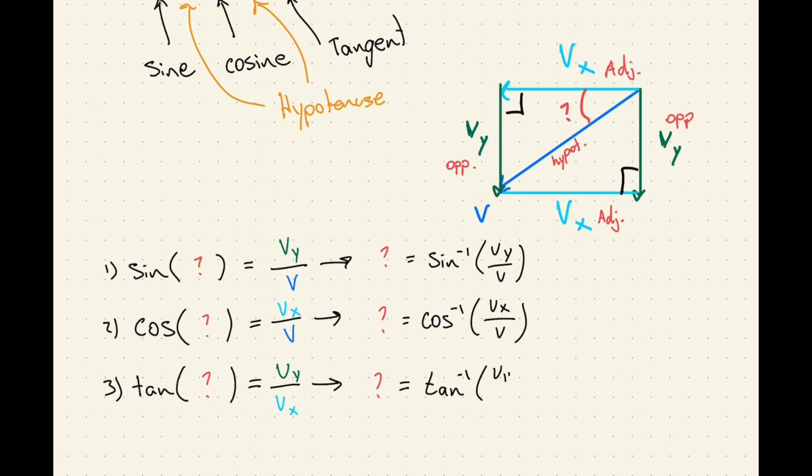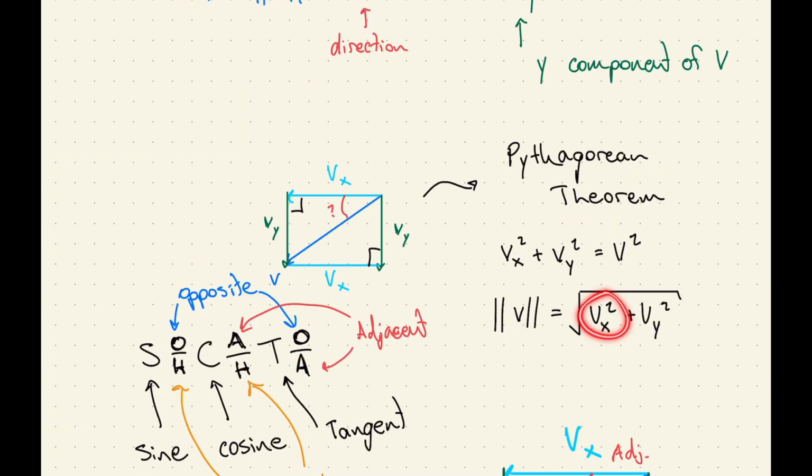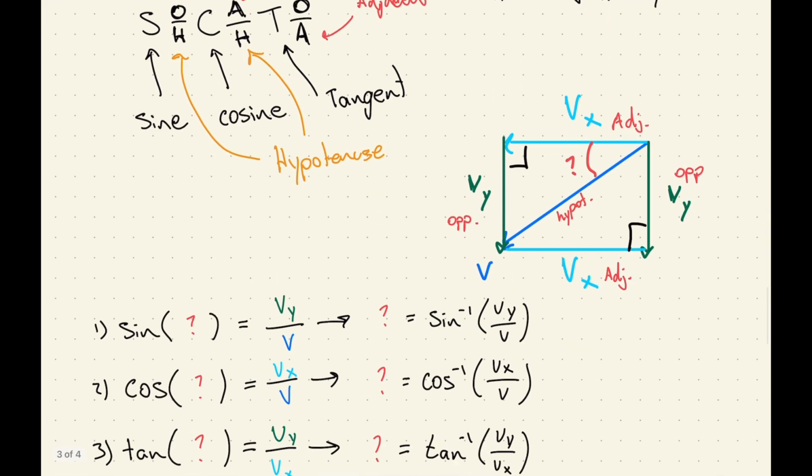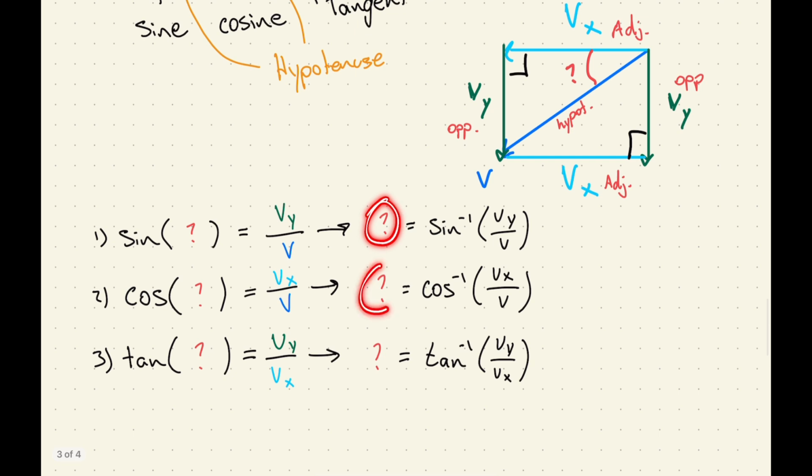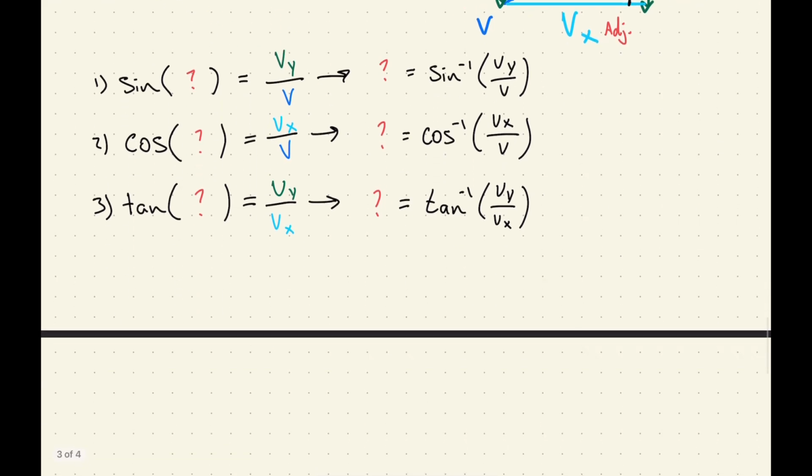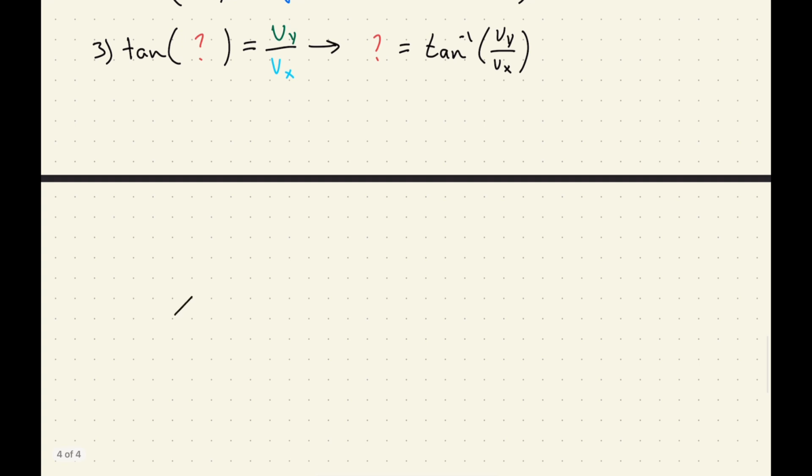So here we have Vy, Vx. If we are given the components of the vector, we can calculate the magnitude of the vector, and we can also calculate the angle of the vector using each of the trigonometric identities here. If we are given instead the angle and the magnitude, we can reverse engineer and calculate the components.